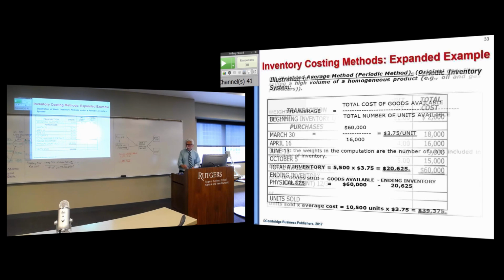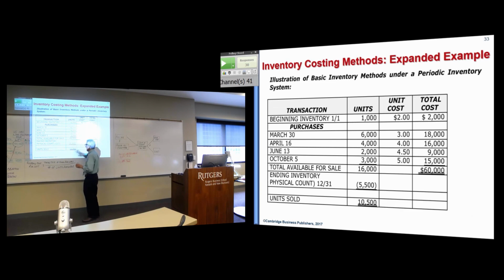Okay. So what would happen if I sold 5,500 units and I have only 2 purchases this time, and I make those 2 purchases on March 30th and April 16th. And let's assume that, again, I have 11,000 units available. Let's say I sell 10.5, and of course I have 500 left. We're going to change this.